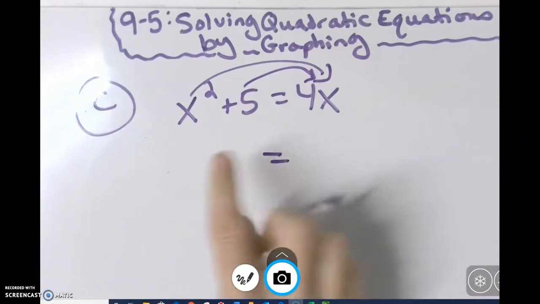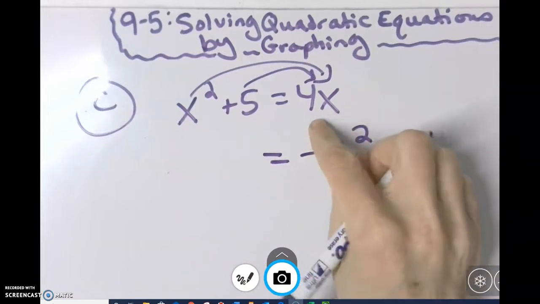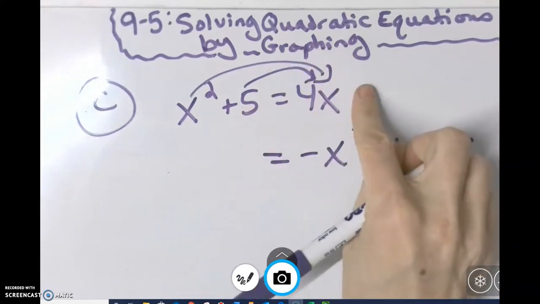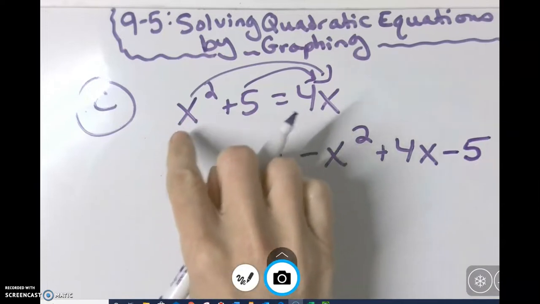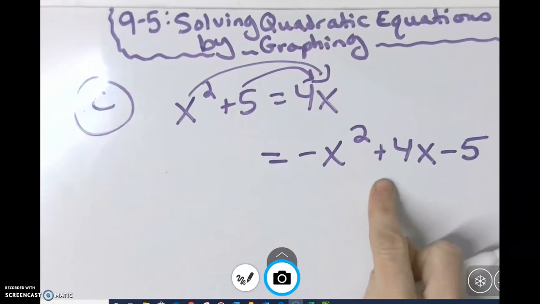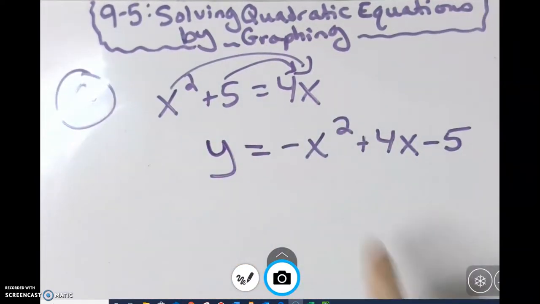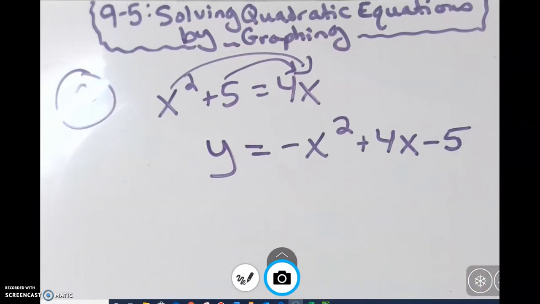If this is my equal sign, x squared jumps the wall and becomes negative x squared. Positive 4x is already on this side, so that stays the same, and positive 5 jumps the equal sign and becomes negative 5. What we're doing is adding its opposite to both sides. It cancels on this side and goes to the other side. Now I'm in standard form. I need something here, that would be 0, but we're going to replace 0 now with y because we're solving a function. My a value is negative 1, b is positive 4, and c is negative 5.